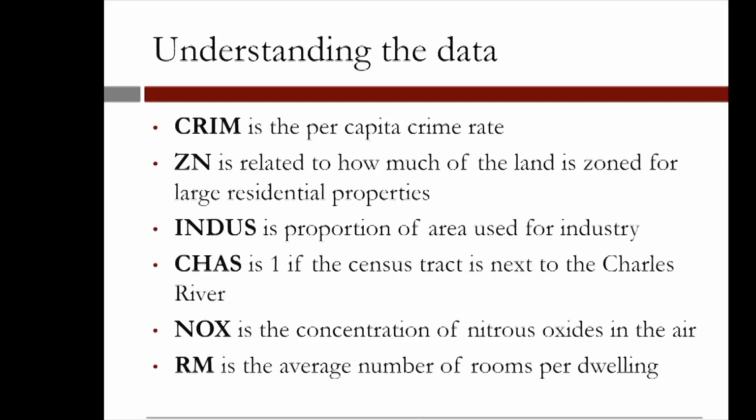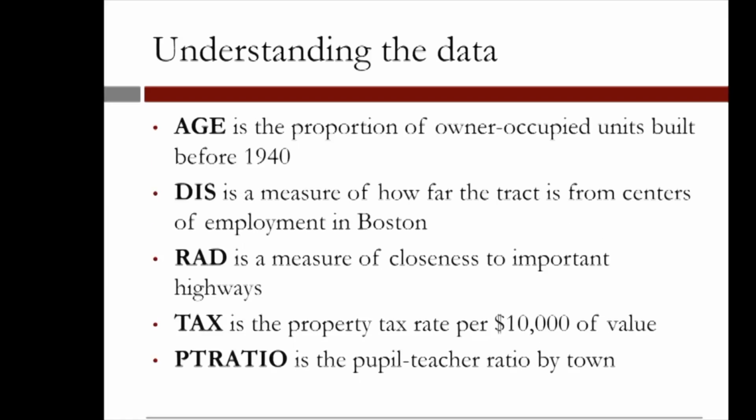NOX is the concentration of nitrous oxides in the air, a measure of air pollution. RM is the average number of rooms per dwelling. AGE is the proportion of owner-occupied units built before 1940. DIS is a measure of how far the tract is from centers of employment in Boston. RAD is a measure of closeness to important highways. TAX is a property tax per $10,000 of value. And PTRATIO is the pupil-teacher ratio by town.